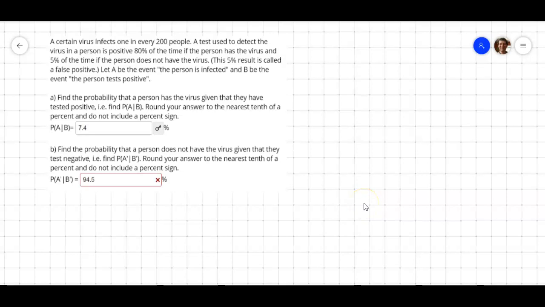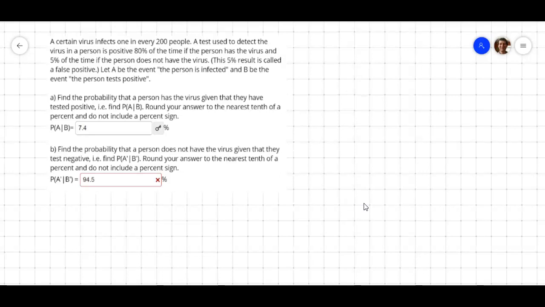All right, let's take a look at some probability. This is a conditional probability question. A virus infects 1 in every 200 people. A test used to detect the virus is positive 80% of the time if the person has the virus, and it's only positive 5% of the time if the person does not have the virus.